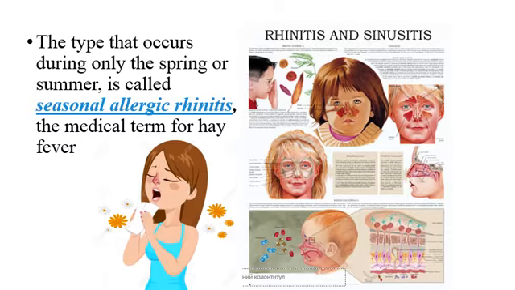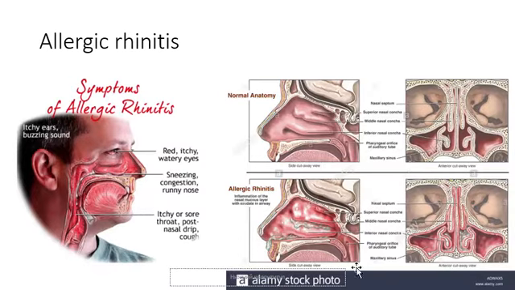In that slide, we can see the normal nasal mucosa and the normal paranasal sinus mucosa. And during allergic rhinitis, we can see the inflamed nasal mucosa and the inflamed mucosa in the paranasal sinuses. In these patients, the typical symptoms of allergic rhinitis are red, itchy, watery eyes, sneezing, congestion, runny nose, itchy or sore throat, and postnasal drip.